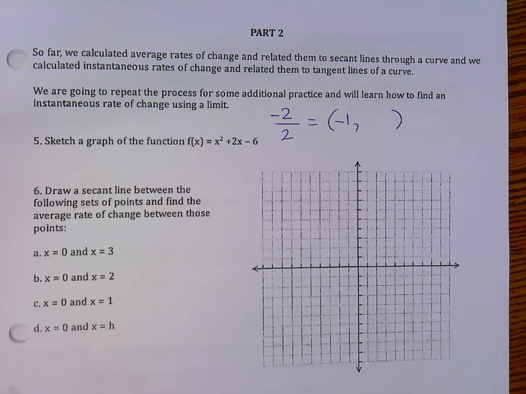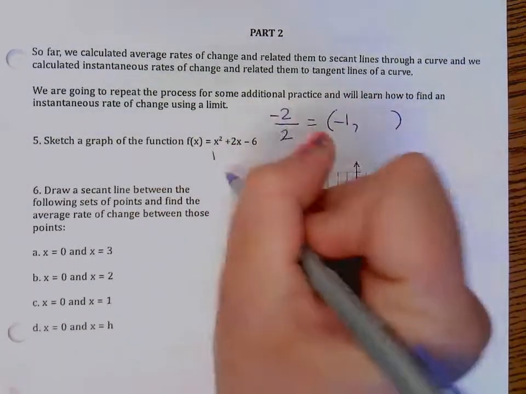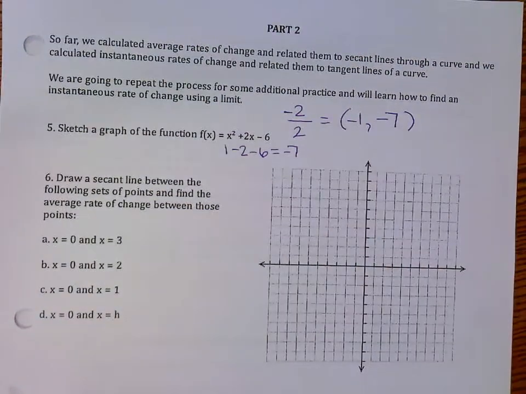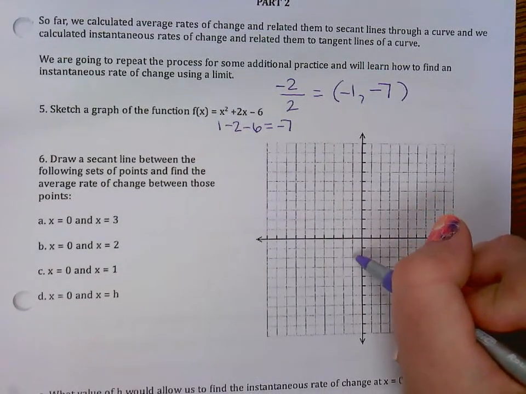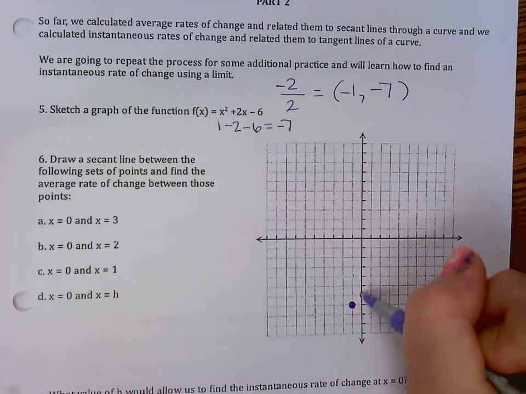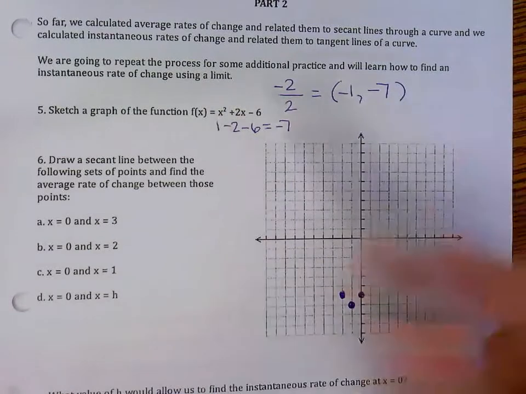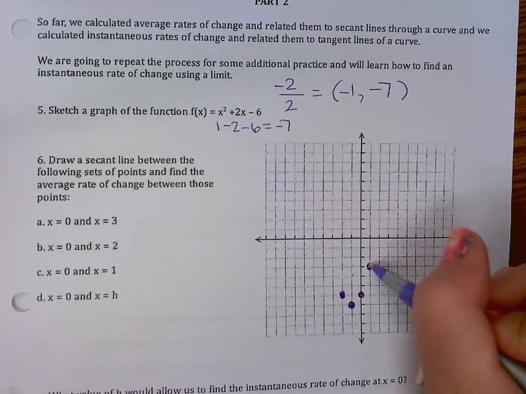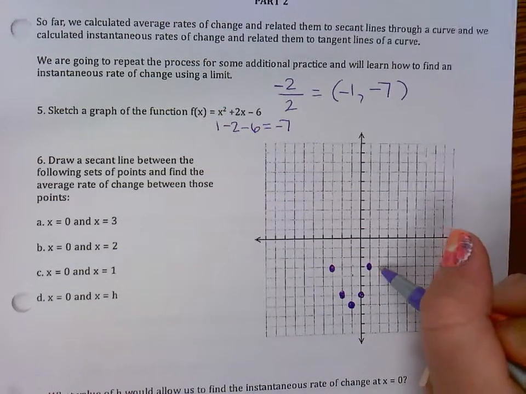Once you have the x value, plug it back in to find the y value. So 1 minus 2 minus 6 gives me what, -7? So my vertex for this graph is at -1, -7. Which fits because then my y-intercept is at -6, so that's good. And then this is just the parent function, so over 2 up 4. 1, 2, 3, 4. And over 3 up 9. 1, 2, 3, 4, 5, 6, 7, 8, 9.